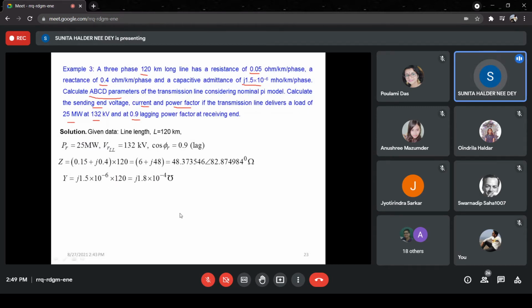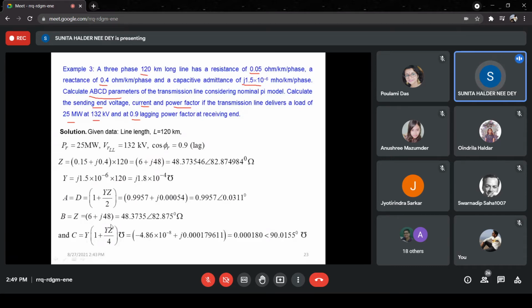Capital Z, capital Y means total impedance and admittance of the line. Small z, small y means per unit impedance or per unit admittance of the line. Then we can calculate A and D equal to 1 plus yz by 2. So this will be the value. You will note that for A and D, the magnitude is always near to 1 and the angle is near to 0 degree. B is Z, so it is the value, and C is y into 1 plus yz by 4, since we have used the nominal pi model.